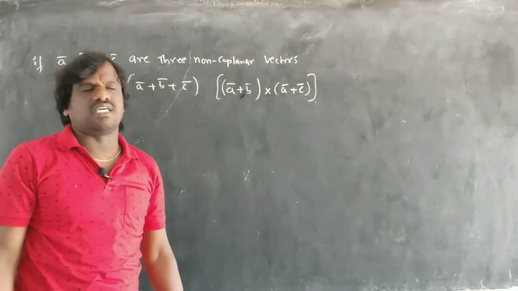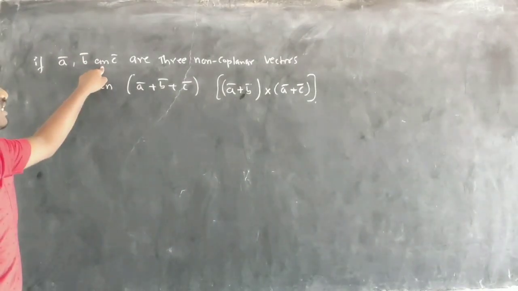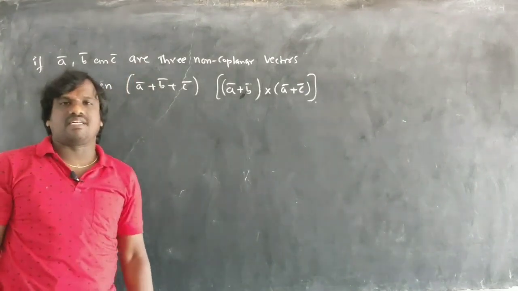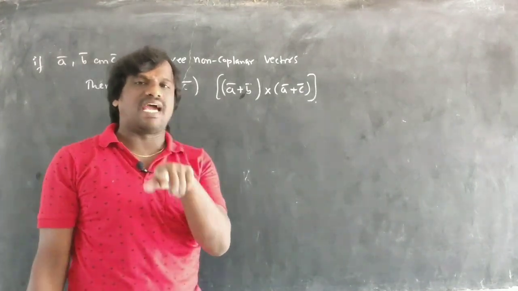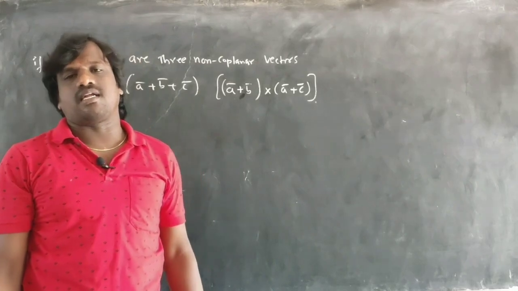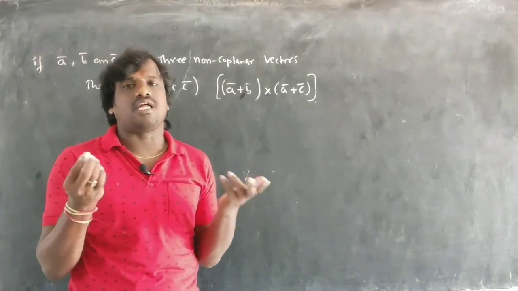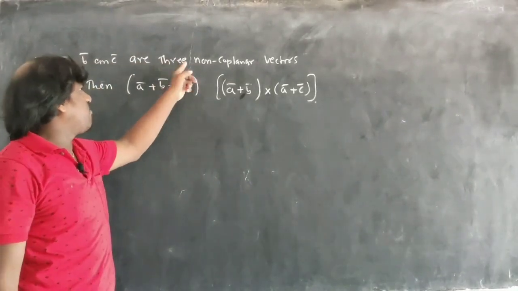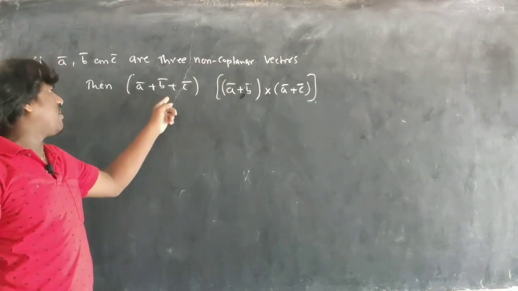Now the question is: given A, B, C are 3 non-coplanar vectors. The previous question was coplanar, that's why we wrote directly 0. But if it is non-coplanar, then how to do it? If the 3 vectors are non-coplanar, what is the value of this?